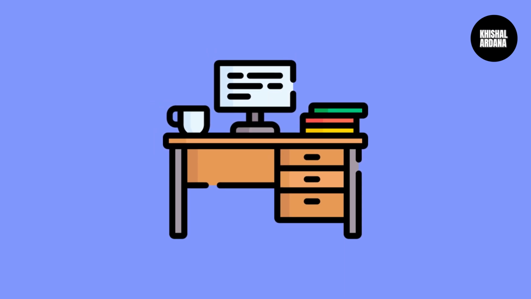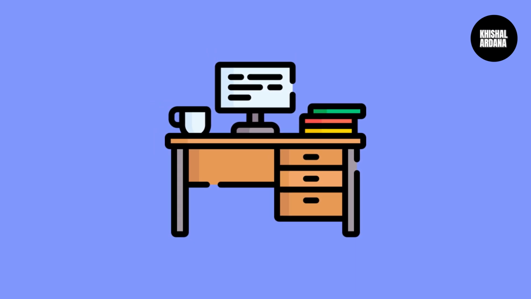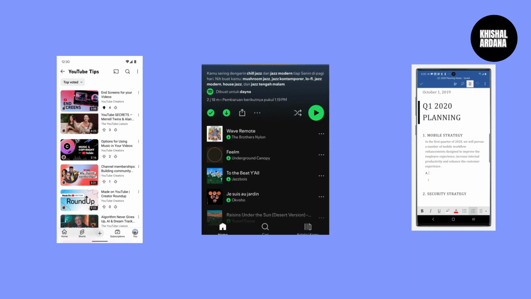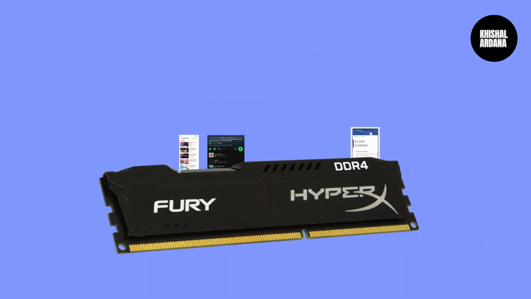RAM stands for Random Access Memory. RAM is like your desk. The bigger your desk, the more items or tasks you can open and work on at once. For example, open YouTube while listening to Spotify, while typing assignments. Well, RAM is used to store temporary data from the applications you are using.